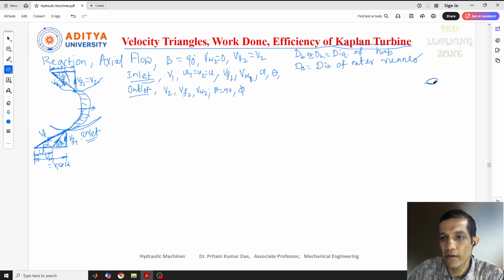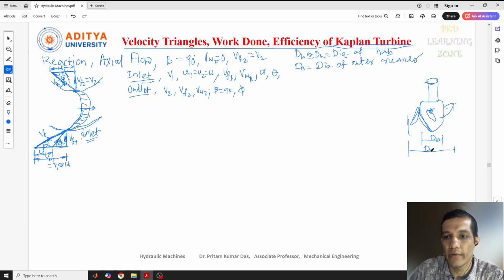If I draw a diagram, like this, the shaft is there, and the shaft is connected to the boss. The boss will be like this, and in the boss a number of vanes are connected. So this diameter is our boss diameter, that is DB or DS we can say, and this is our runner diameter, from this side to this side, that is our DO, the outer diameter. So these are the terminologies.